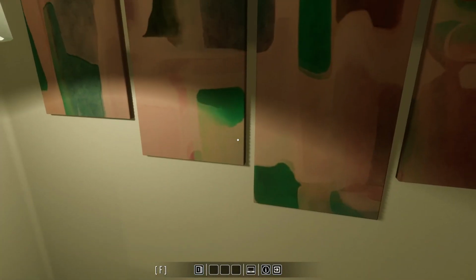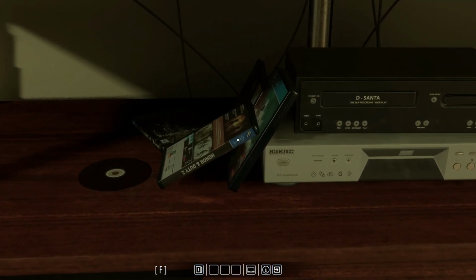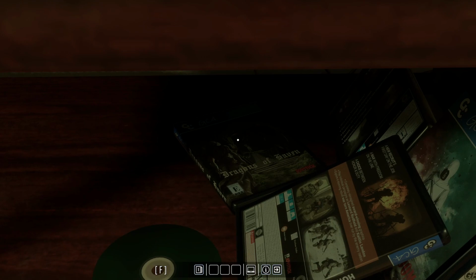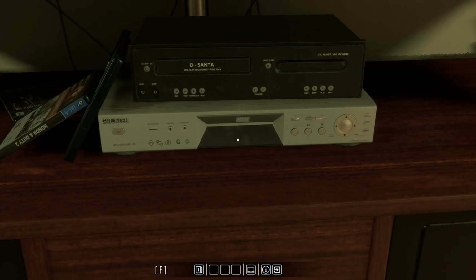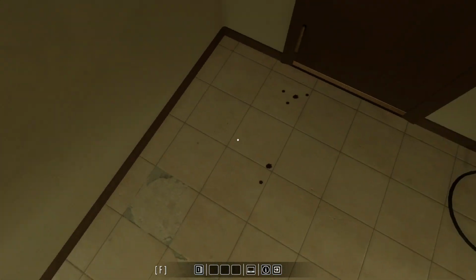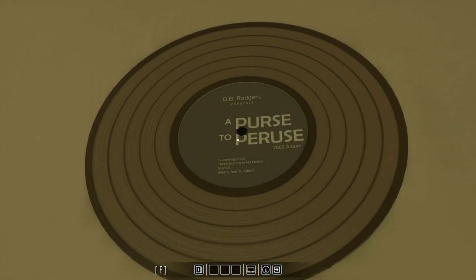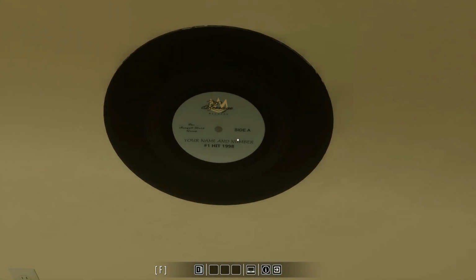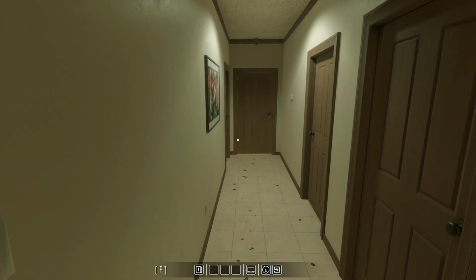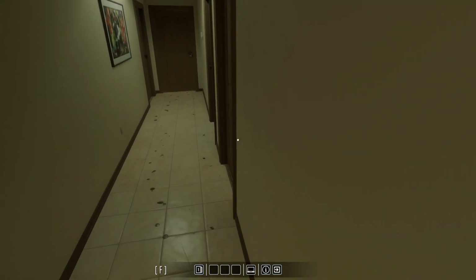Interesting painting. Dragons and a tavern. And of course we can go as low as we need to. We have mud in here. Some records: Tina Creer, A Bond to Break. QB Rogers, A Purse to Peruse. And Your Name and Number, number 1 hit. You cannot interact with this. Why does the sound feel so off? Oh, great.